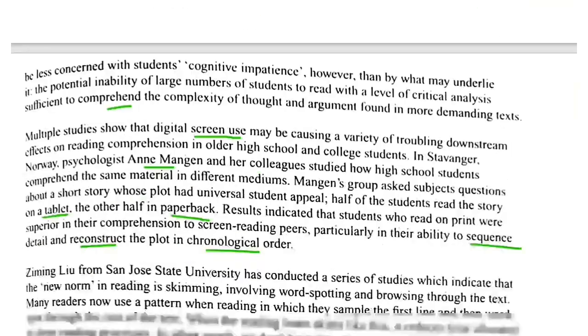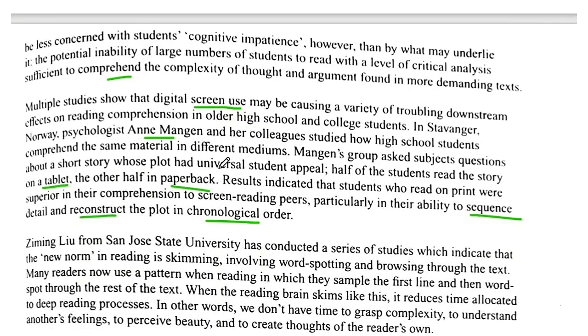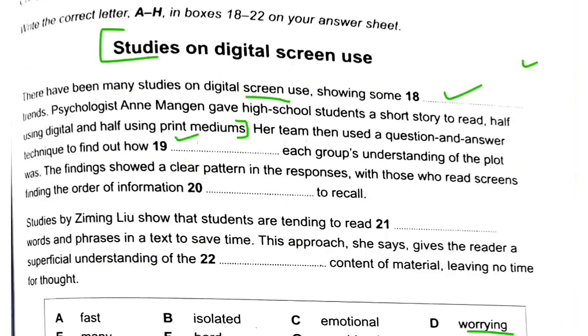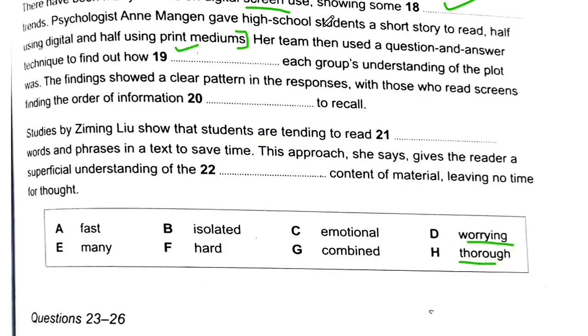Your attention. And the colleagues studied how high school students comprehend the same idea in different mediums. So here you can see she was trying to find out how thoroughly they were able to understand the plot. The findings showed a clear pattern in the response, with those who read on screens finding the order of information dash to recall. Clearly read in the passage that it was hard for them to recall. It was not fast. Many can just go to the options and see that hard is the correct answer.